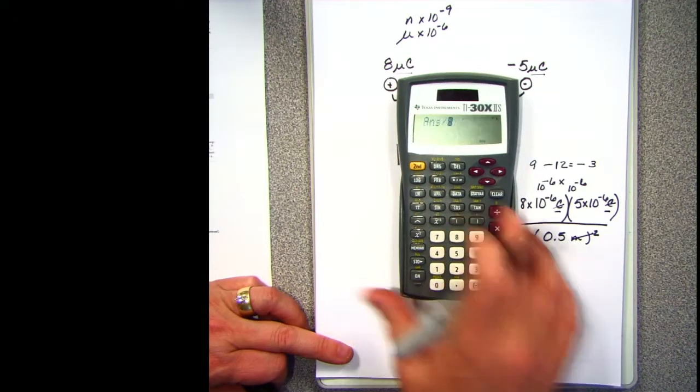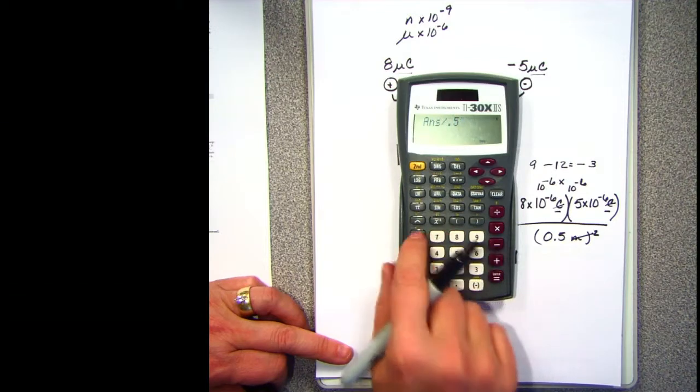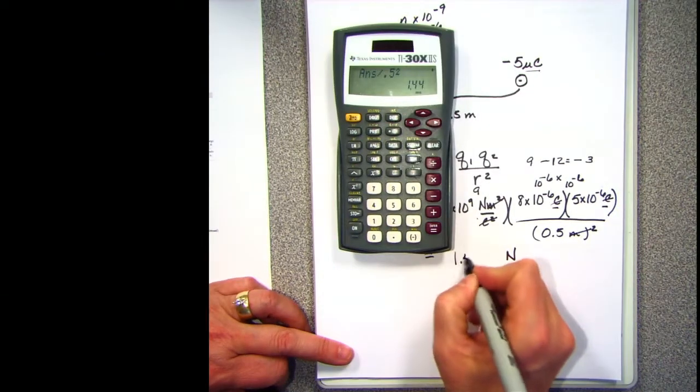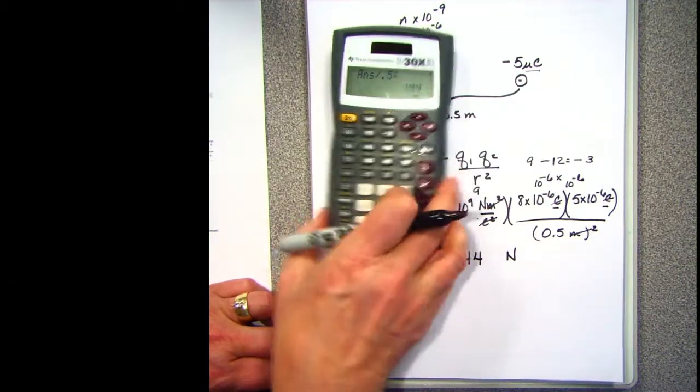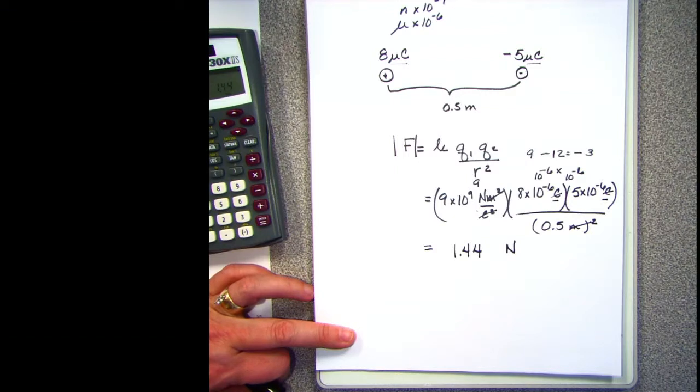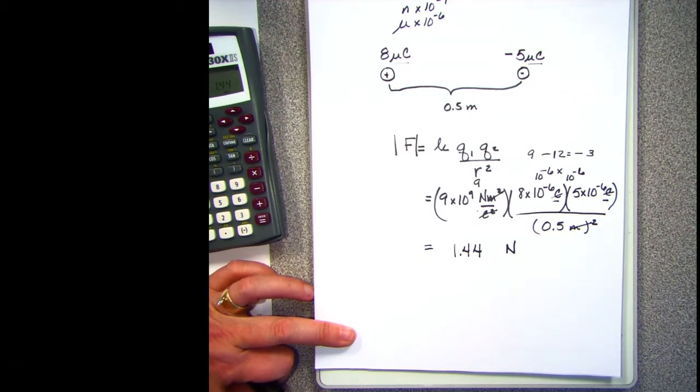Then I'm going to divide by my 0.5 squared. And I end up with the magnitude of the force between these two charges being 1.44 newtons. Now you can see why we use microcoulombs, because an actual coulomb of charge is a lot. Okay, an actual coulomb of charge is a lot.